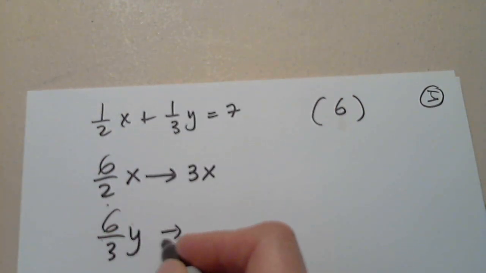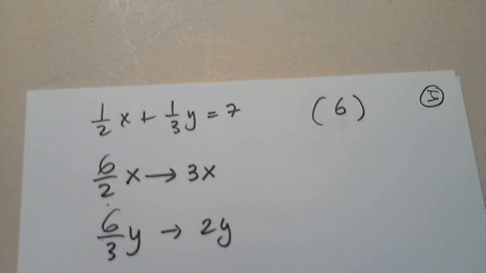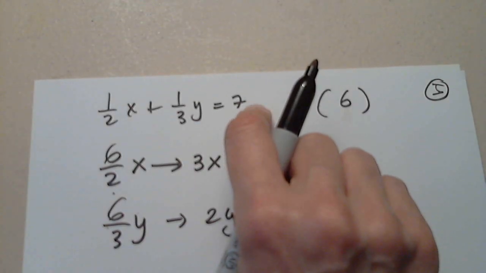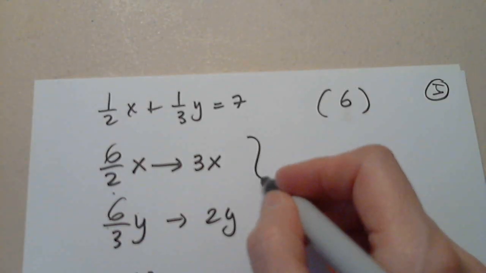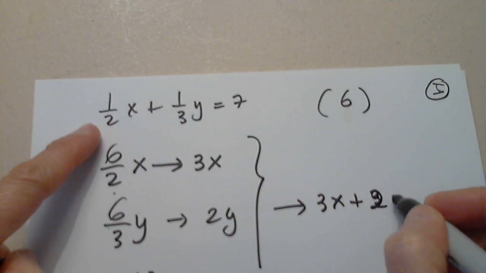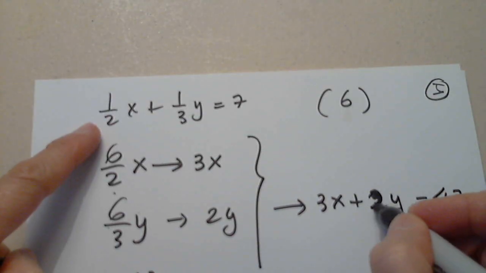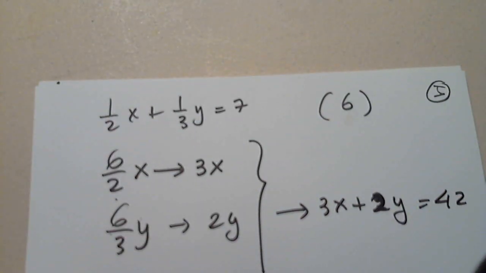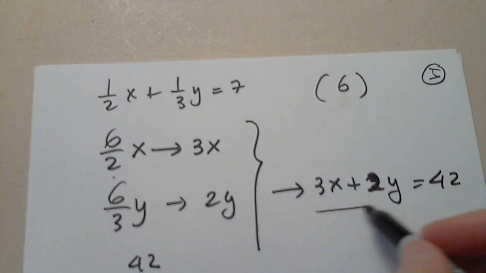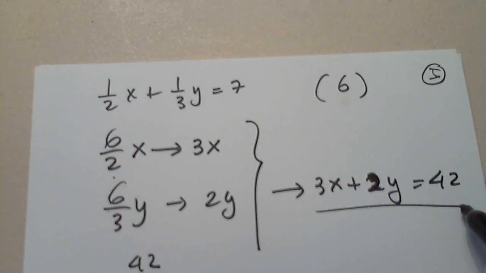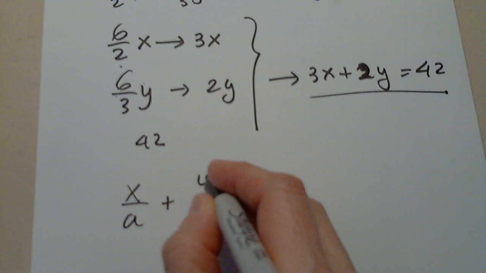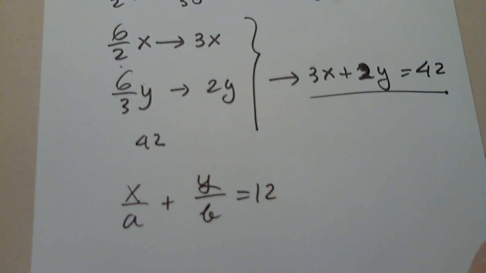6 over 3 times y will give us 2y. Is that okay? Yes. And then when I multiply this by 6, I will get 42. So then the new equation is 3x plus 2y equals 42. Is this okay? Yes. We agree with this? Perfect. Now let's come back to x over a plus y over b equals 12.